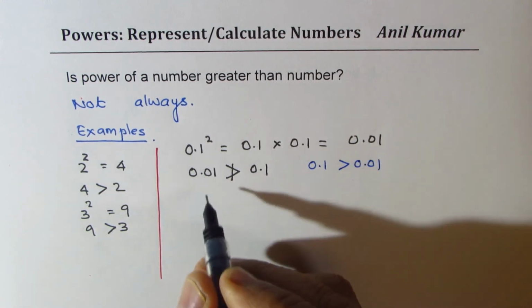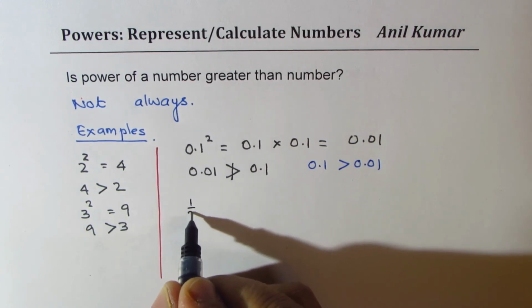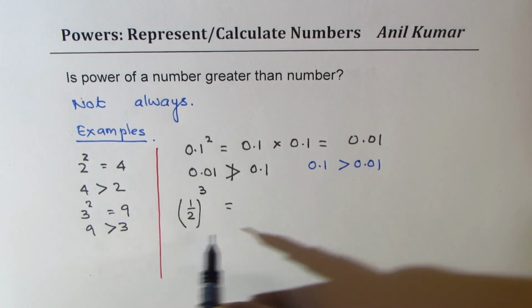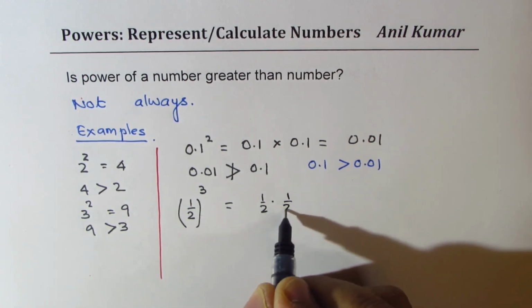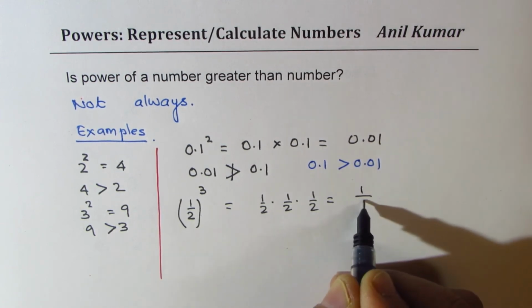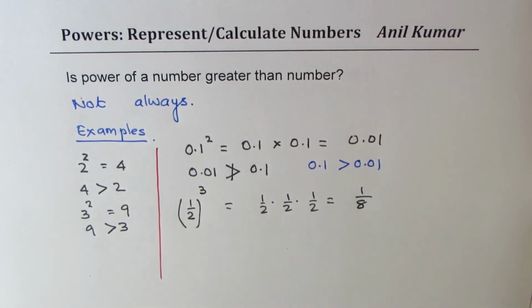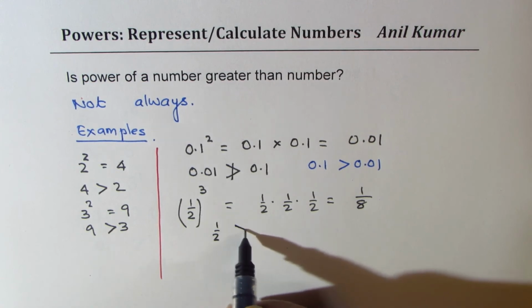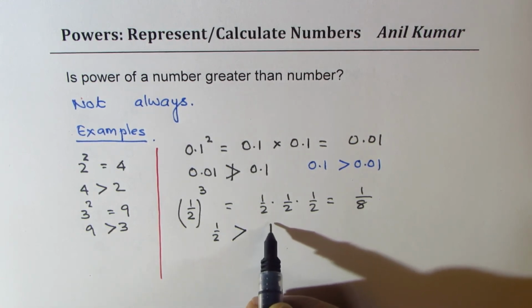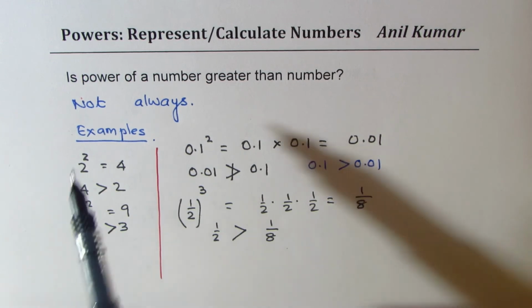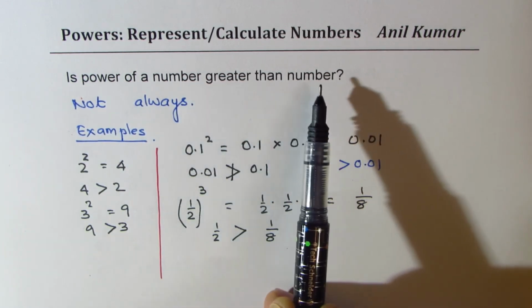Now let me give you another example, and let's take the number half. So if I have half to the power of 3, what do I get? I get half times half times half, which is 1 over 2 times 2, 4, 4 times 2, 8. Which is greater, half or 1 over 8? We know clearly that half is much, much greater than 1 over 8. Correct?